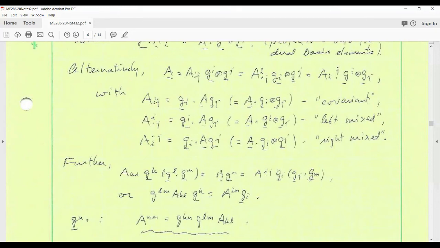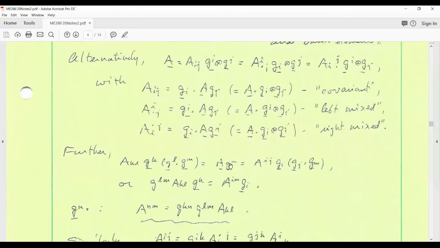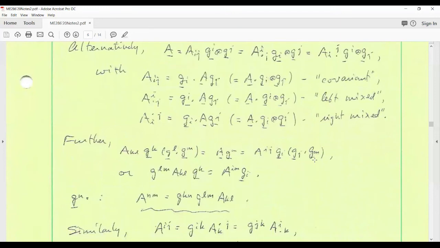I've been hasty in my writing here. I have a G super M, it should also be here, G super M. Okay, that's important to note. So make a note, please. This is G super M, not sub M. You can imagine it's easy to make notational mistakes in the subject.